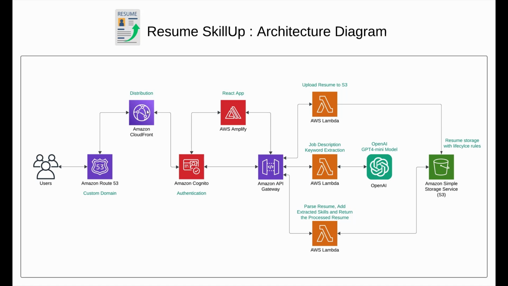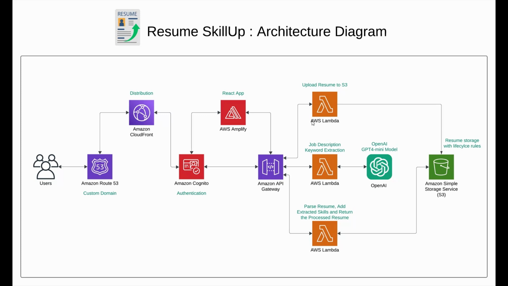The user's request is then forwarded to AWS Cognito for authentication, which authorizes the user to access the APIs in the API gateway through the front-end interface that is hosted on AWS Amplify.